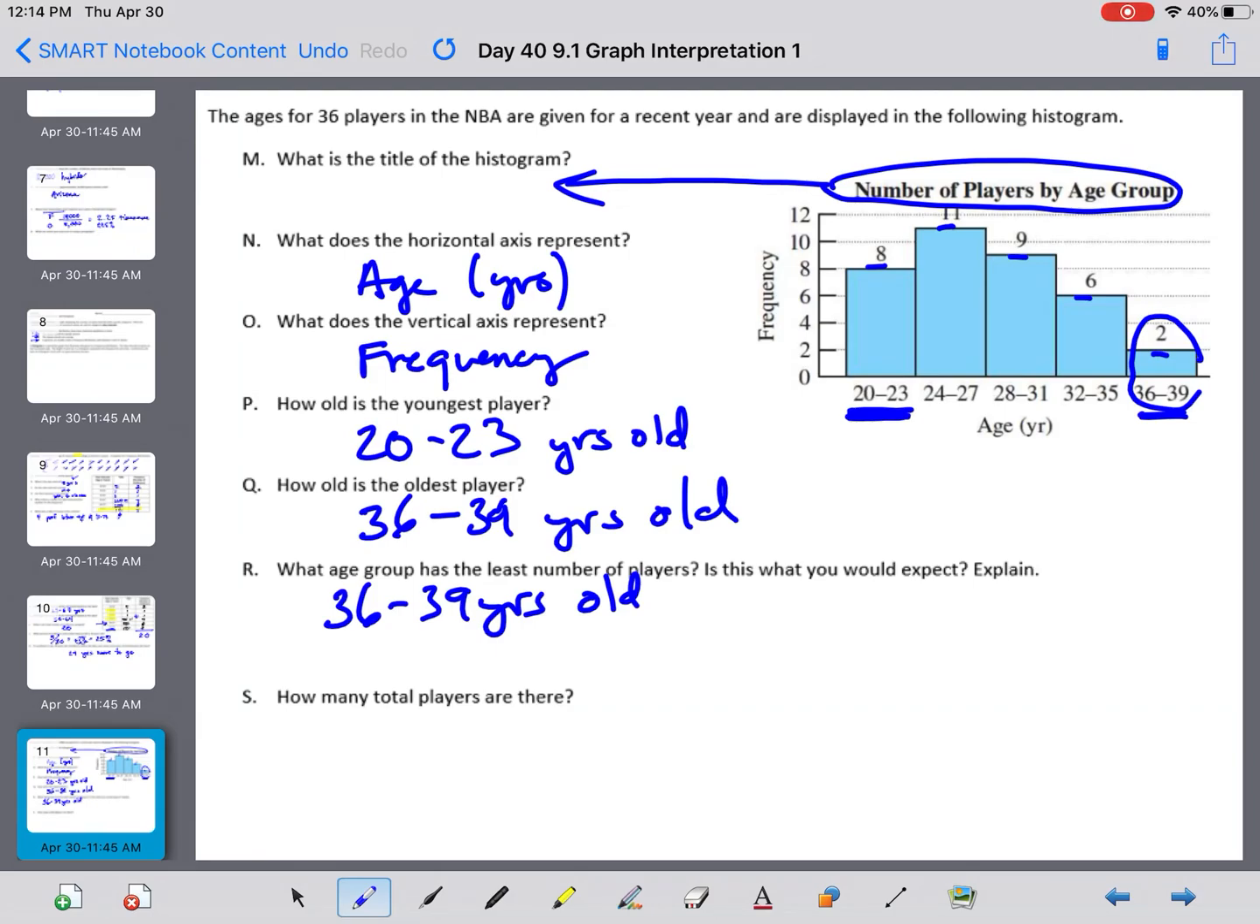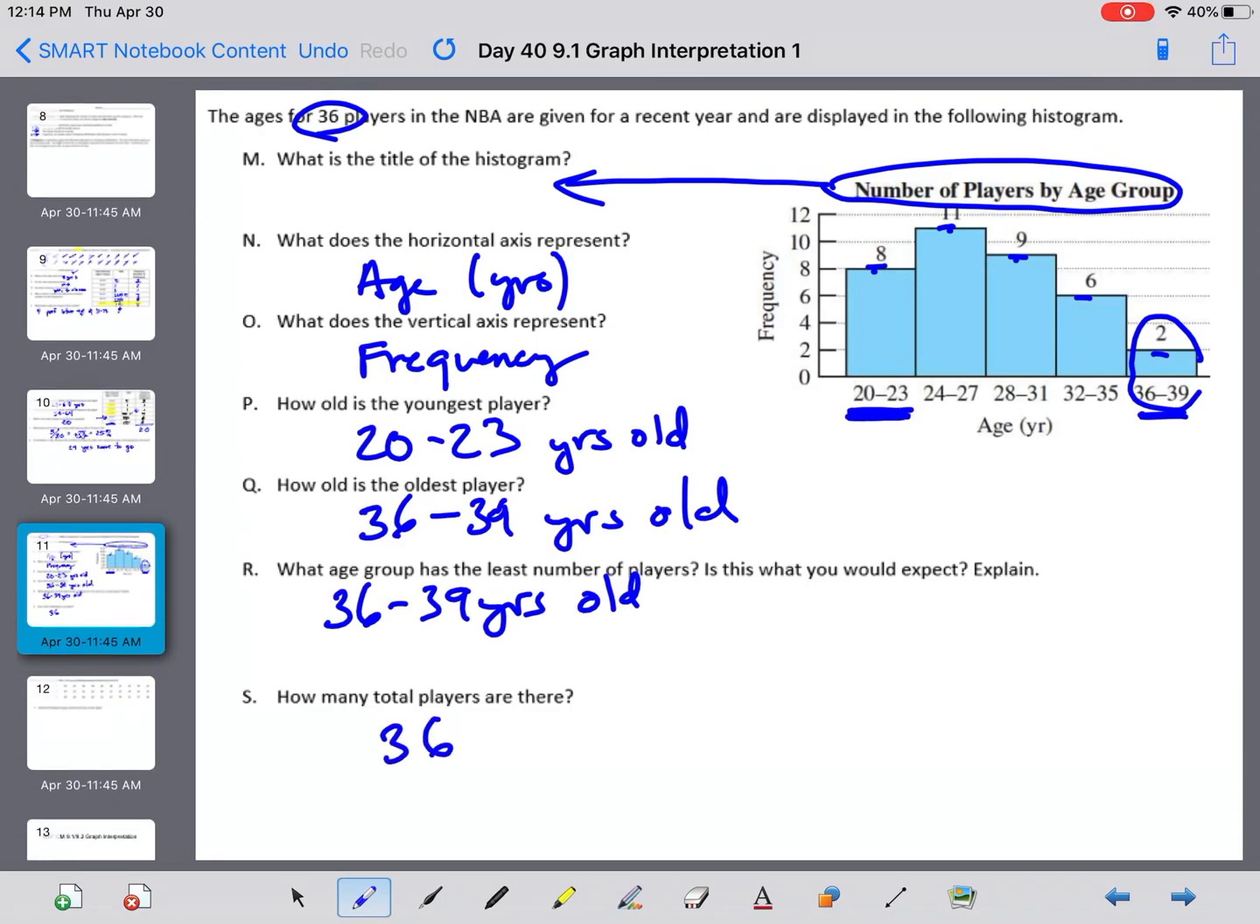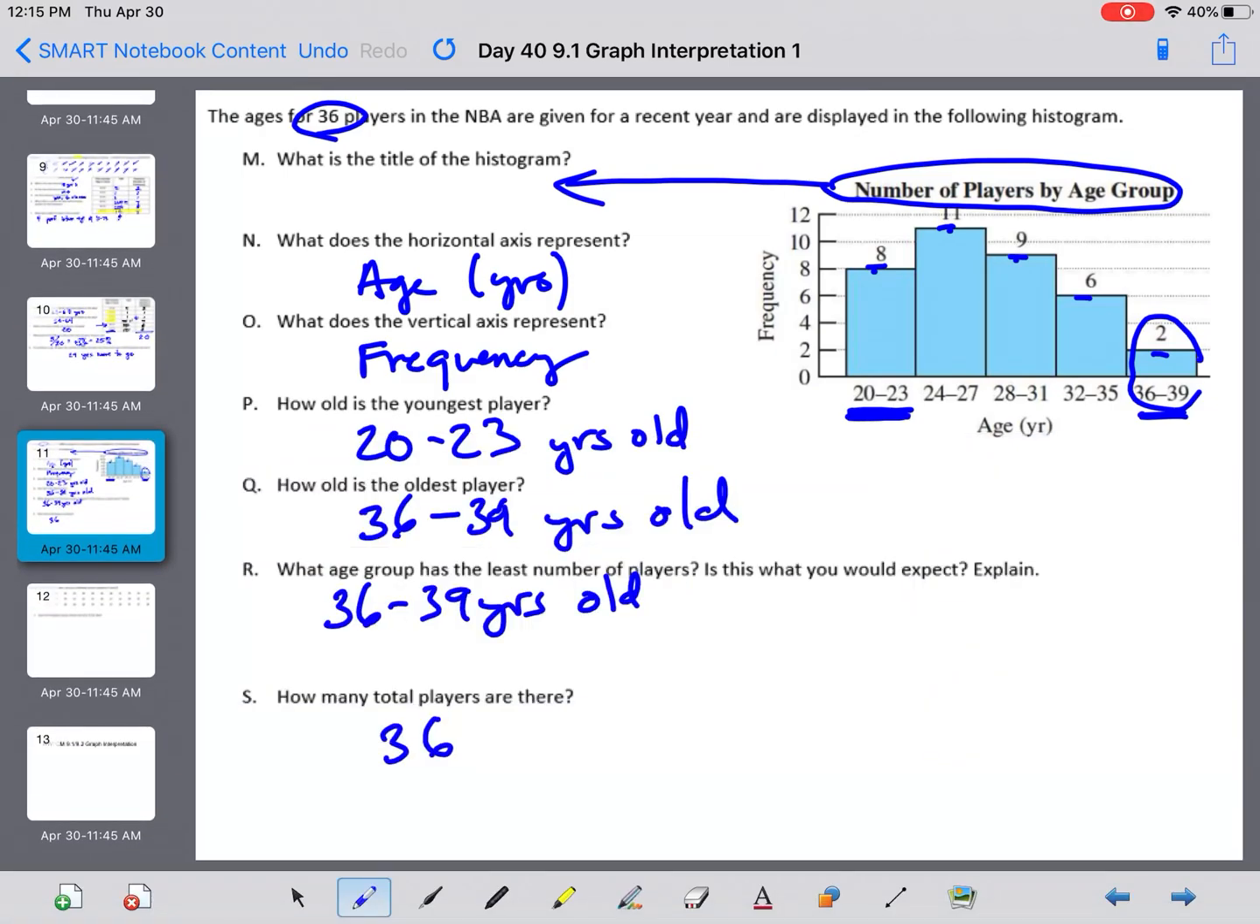And then S, how many total players are there? Well, we can go ahead, we can sum all the frequencies. So you can add the 8, 11, 9, 16, and 2, or you can go back up to the original problem. There was 36 total people that were included in this histogram.